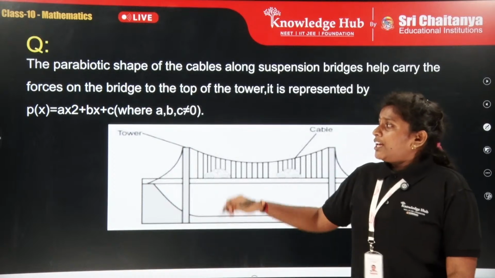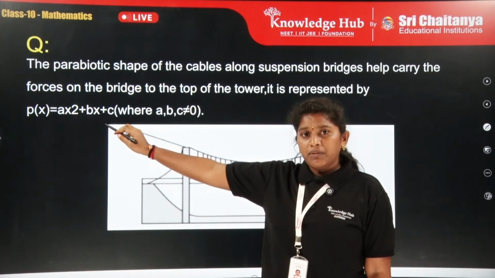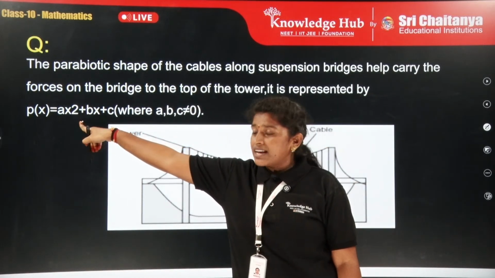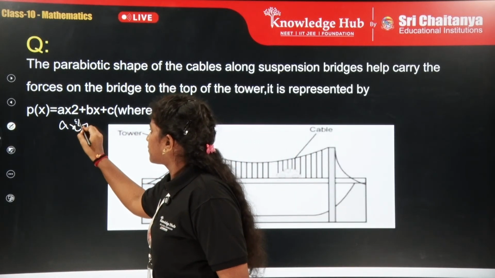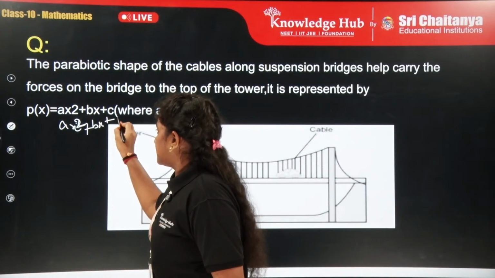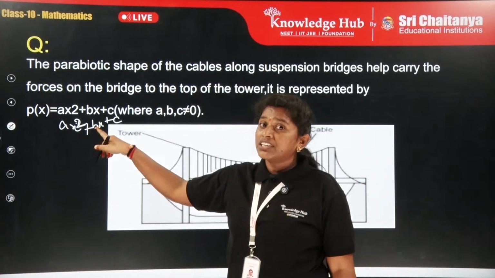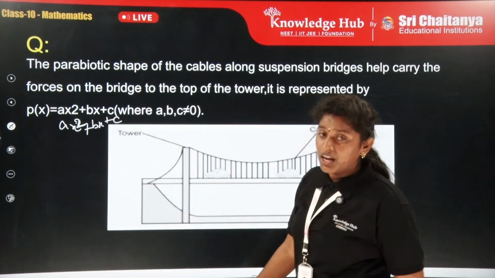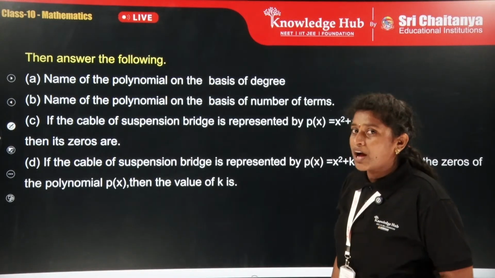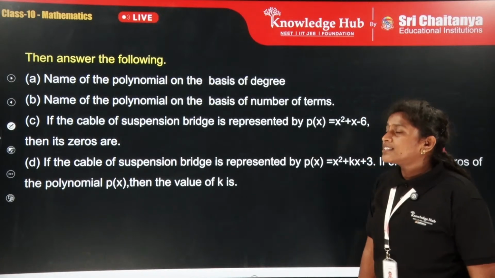So now if you compare the given equation, if you observe here, we are having the power as 2. This is ax square plus bx plus c. So if you observe here, we are having the degree as 2. That means it becomes a quadratic expression or equation. So now let's see what are the questions we have to answer. Now then answer the following.